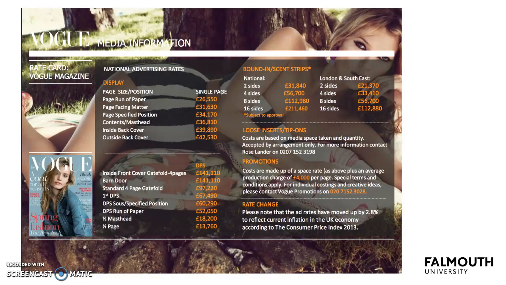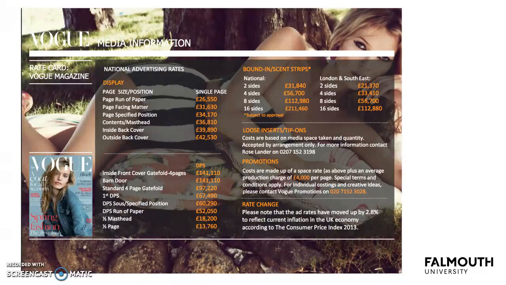So if you look on your screen now, you will see the rate card for the Vogue printed magazine. This gives you an idea of the costs for print advertising. On the back cover of their monthly magazine, it would set you back £42,500 to advertise. It's about the same cost as sponsoring their website homepage for 1 week.